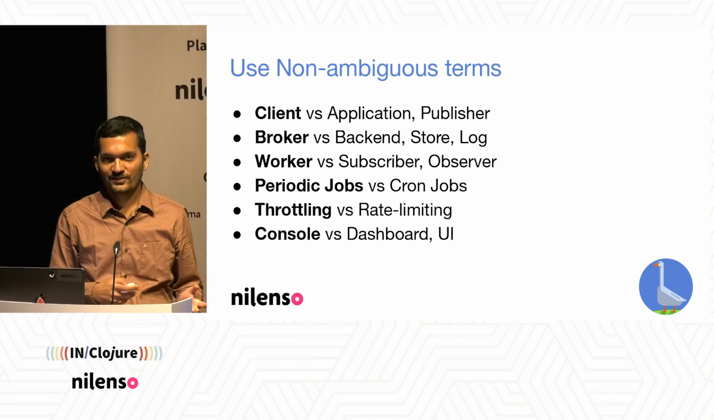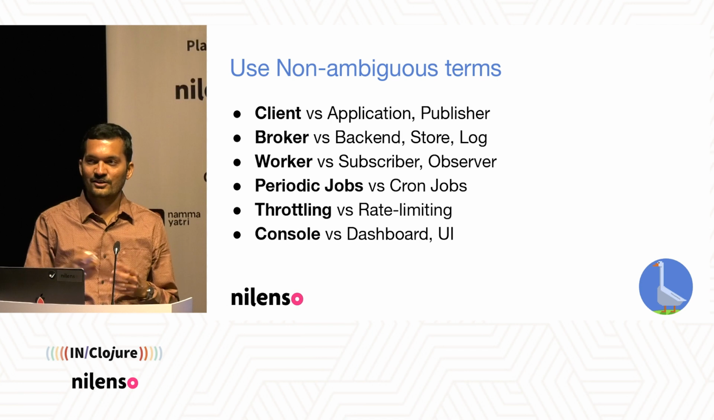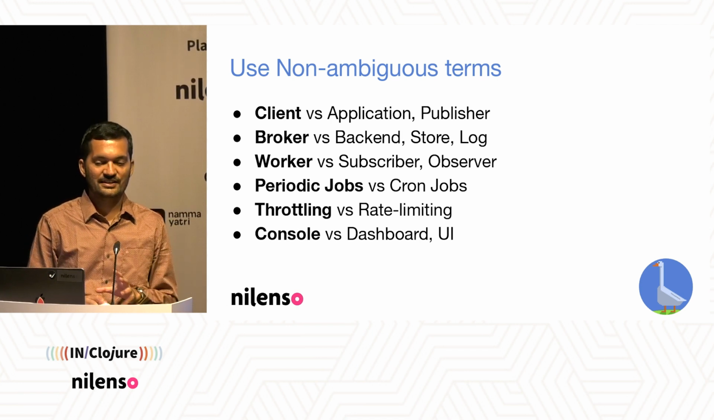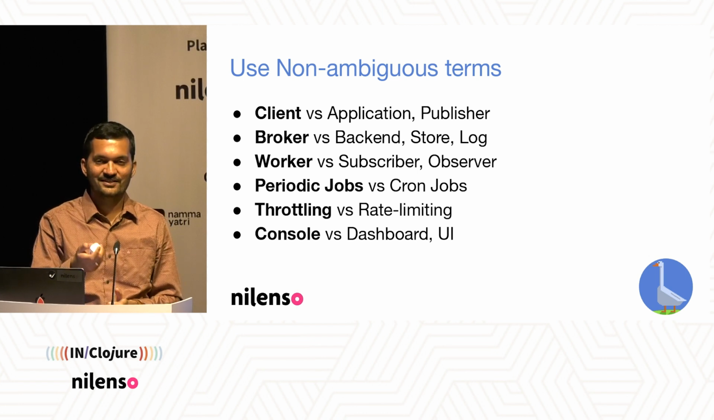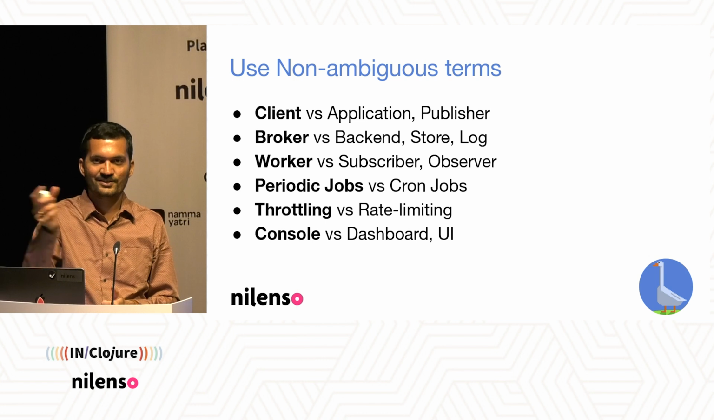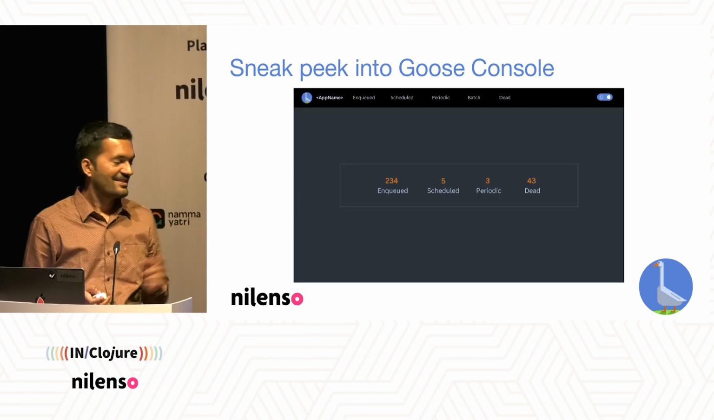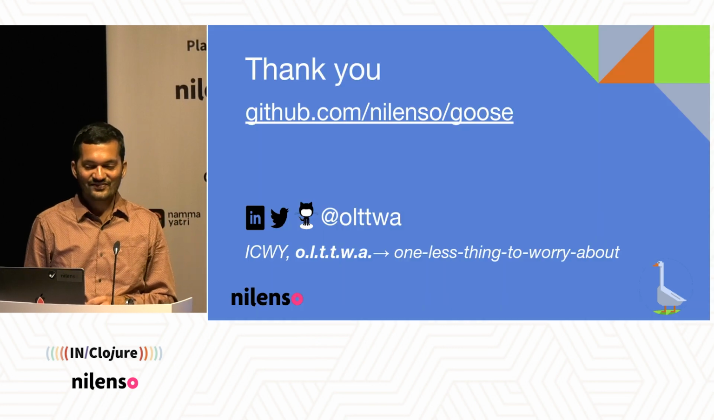And the same thing goes for console. We are in the process of building a UI for Goose, and a lot of other libraries are using the term dashboard. Now, dashboard is mostly for consumption of information. But when you want to make changes and all that, it's called a console. You might have seen in Google Cloud, AWS, they call it console. So there's a sneak peek of the Goose console that will be released in a few months.